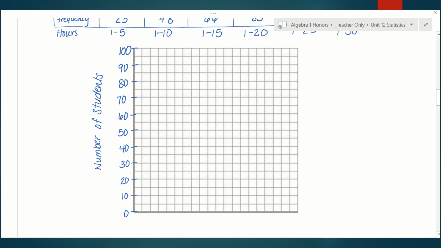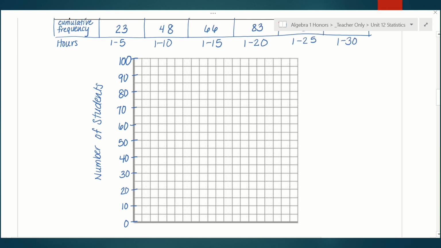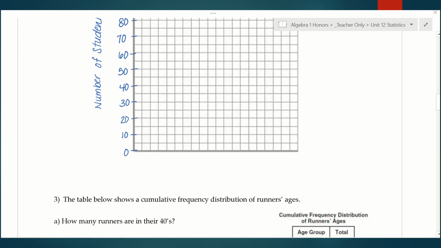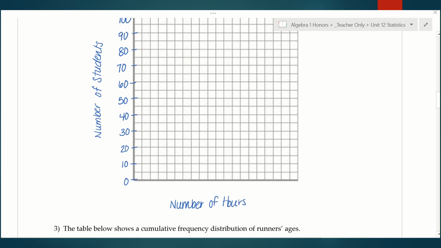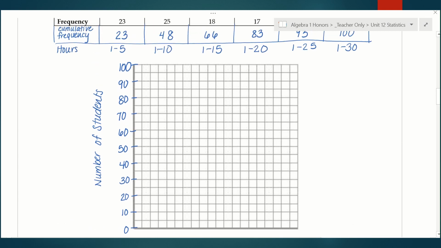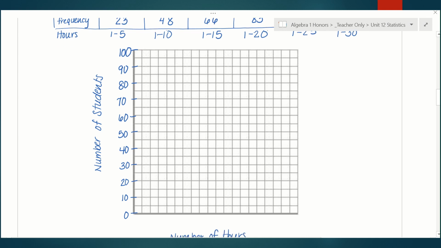Okay, and then our x-axis should be hours, number of hours. And just like in the last one, we're not starting our first interval at 0. Our first interval is actually 1 to 5. So we have to, again, try and figure out how we're going to make this fit. So let's just see. We have 1, 2, 3, 4, 5, 6 bars that we have to fit.